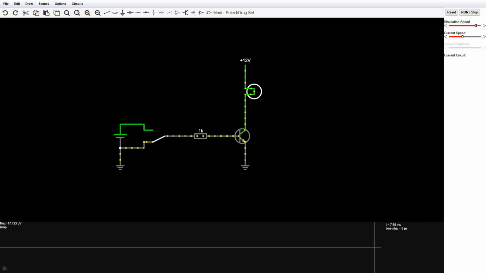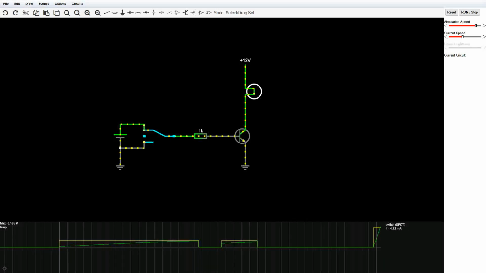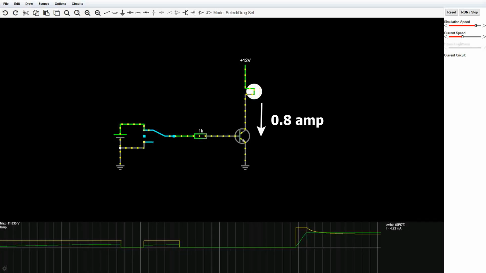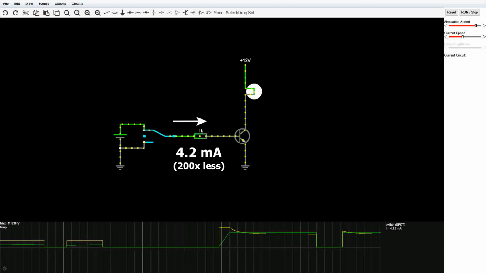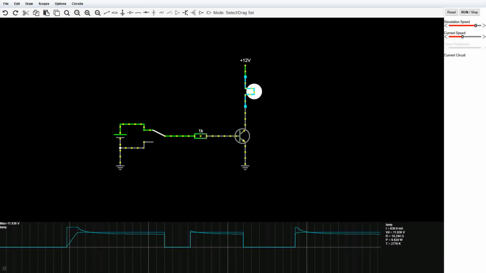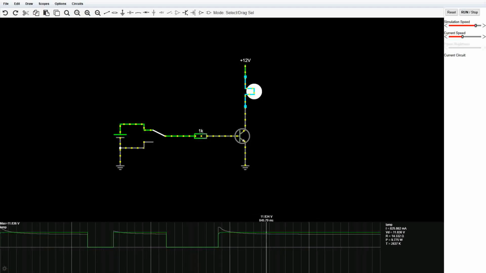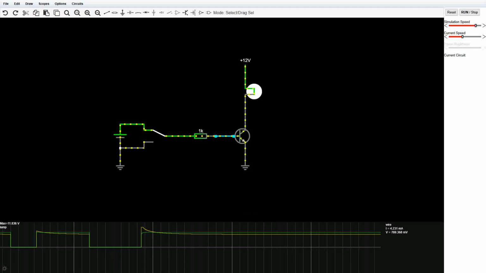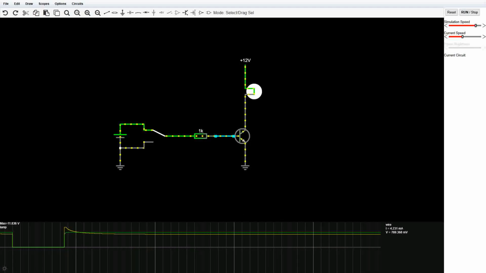Let's test our circuit. And it works. The lamp draws about 1 amp, controlled by just 4 milliamps through the transistor. Amazing! Now let's see it in real life, because simulations are cool, but sparks are cooler.